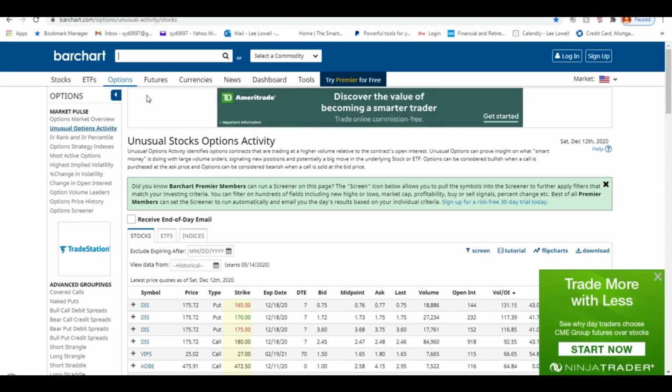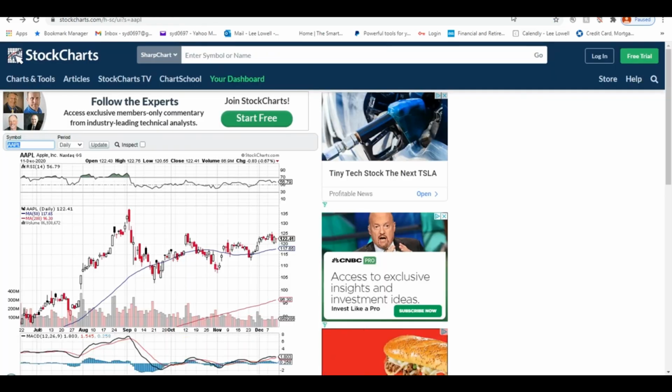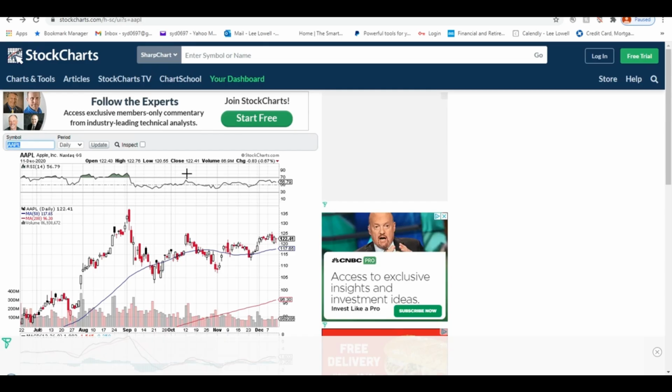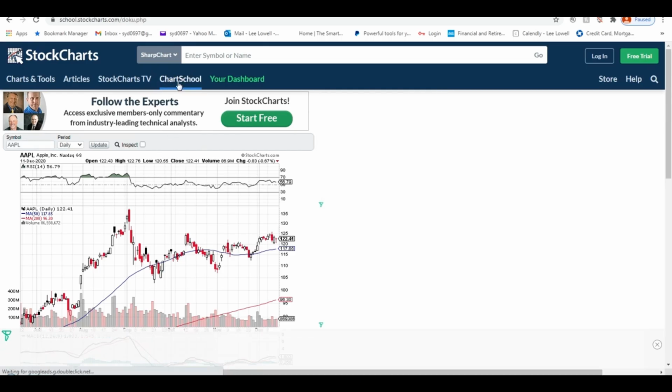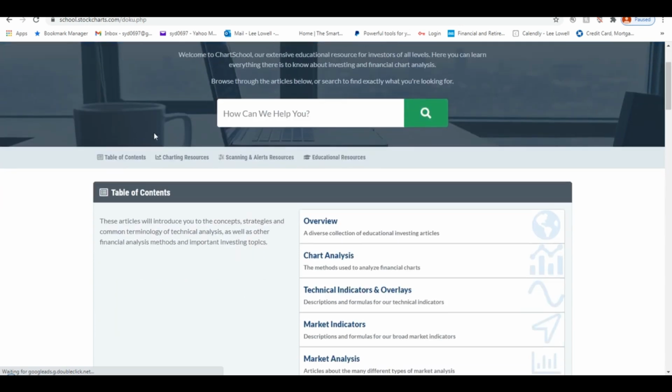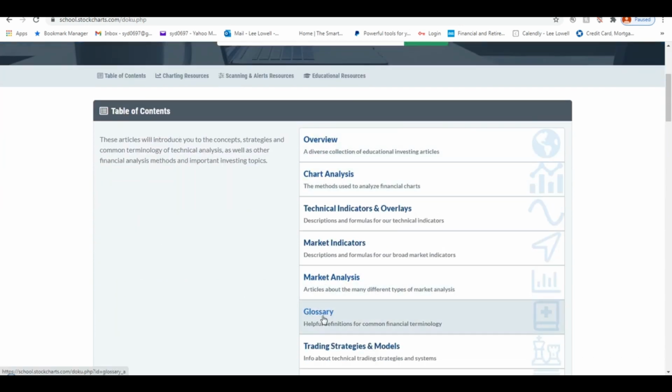Barchart.com also is a great way to look at charts. You can also look at other things for free, especially on the options, so you can look for some unusual options activity. Obviously, stockcharts.com is one we always like to look at, a free place to look at charts. You can also go to the Chart School. I've shown this before. If you click on the Chart School up here, it brings up a tutorial on how to start your technical analysis to look at charts.